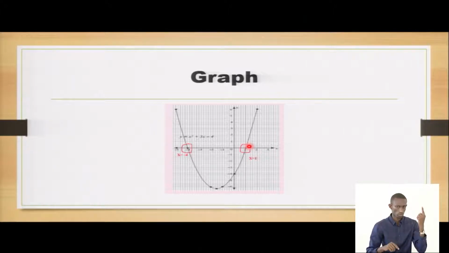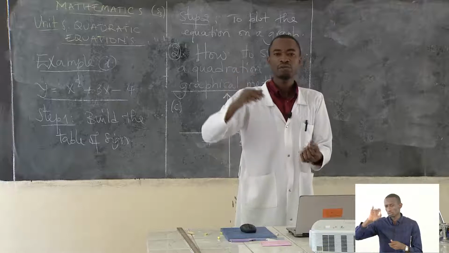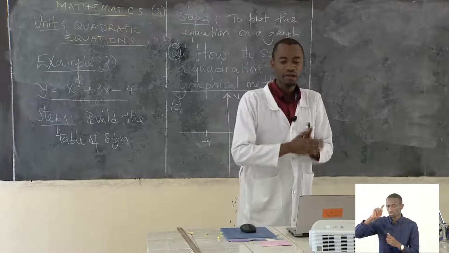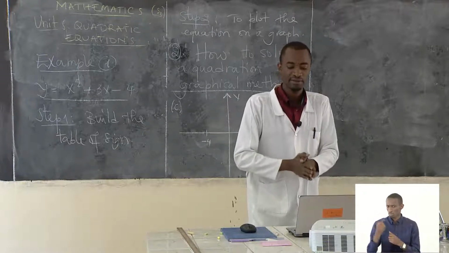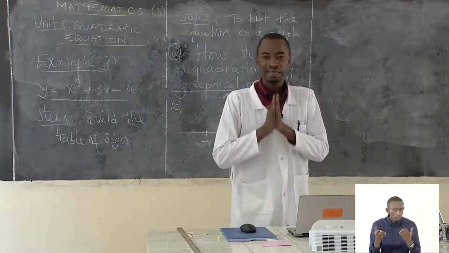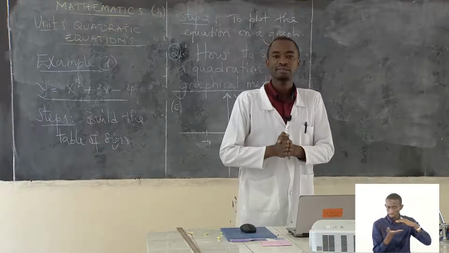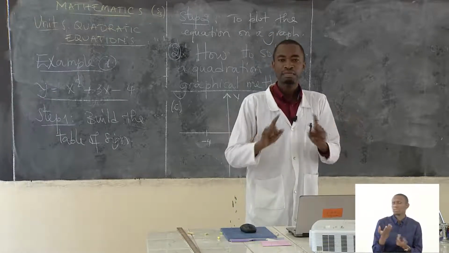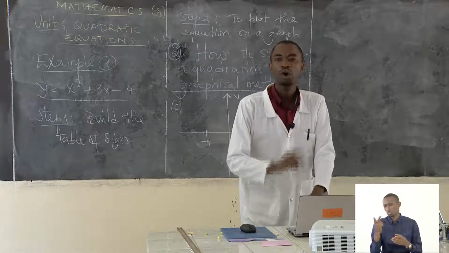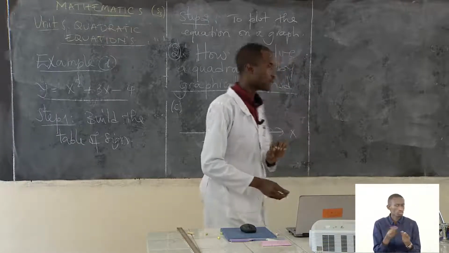So I want you to know this. Whenever you are solving a quadratic equation, and after plotting your equation on a graph, you need to see where the parabola is cutting the x-axis. And where the parabola is cutting the x-axis, whether it's at 2 points or maybe 1 point, that is the solution of your quadratic equation.